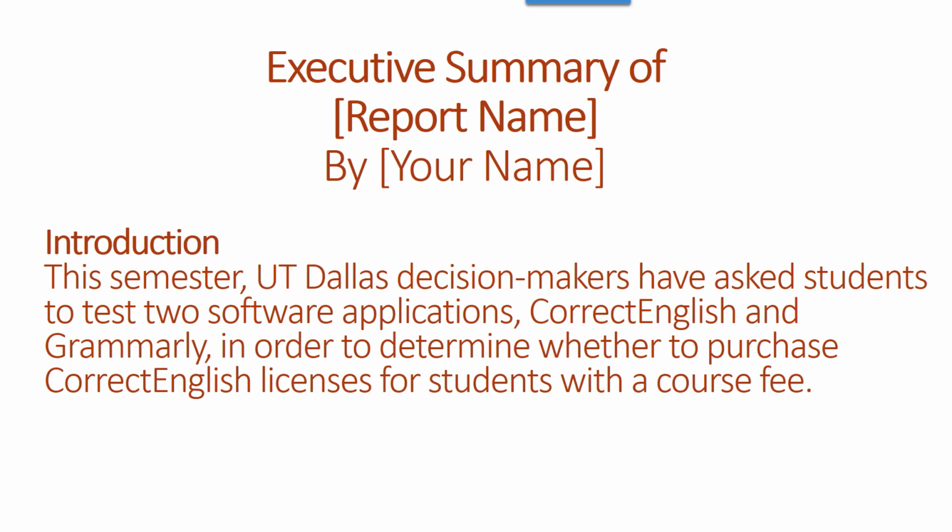Now, concise is great, but specific is also important. So in this case, we've highlighted the most specific information, the important information in this sentence. UT Dallas decision makers, Correct English and Grammarly, and a course fee. Why? The decision makers are the people who are in our audience and why we're writing this report in the first place. Correct English and Grammarly are the two software applications that are being compared, so that's valuable. And then the course fee is important because students are going to be paying for this.